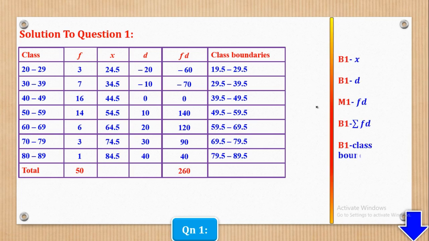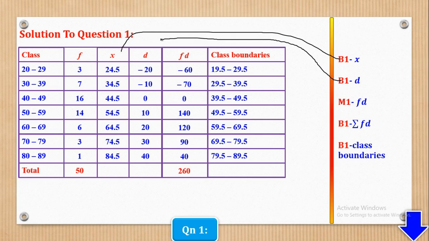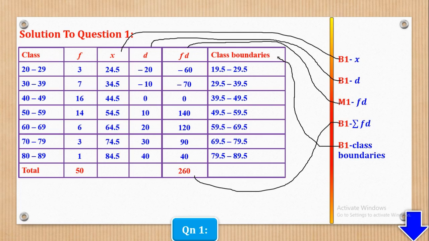So from this table, these are the marks that can be got from this slide. So B1 would be for generating the values of X, and another B1 for generating the values of D, another M1 now for generating the values of FD, and B1 for the total, summing them up, and another B1 for the class boundaries.